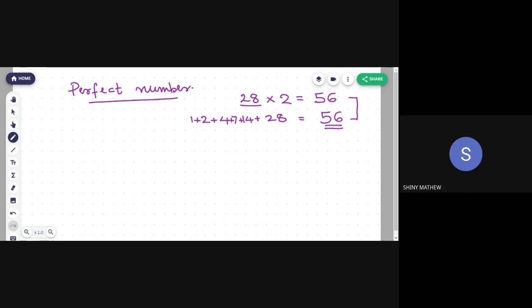Okay, listen once more. If the sum of all factors of a number is double of that number, then that number is called a perfect number. Studied? Yes, miss. Once more you say: if the sum of all factors of a number is double of that number, then that number is called a perfect number.